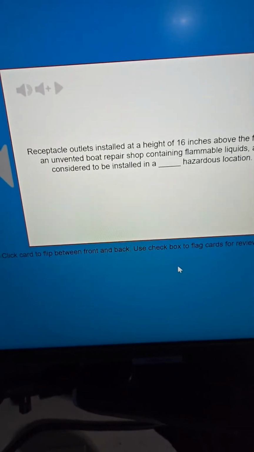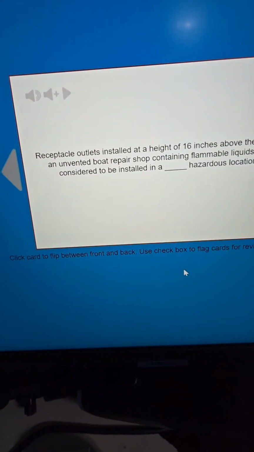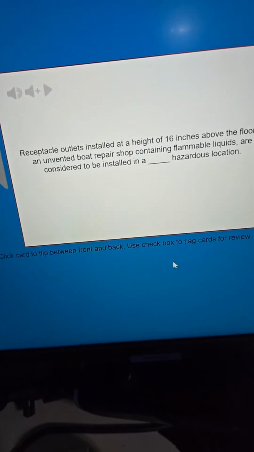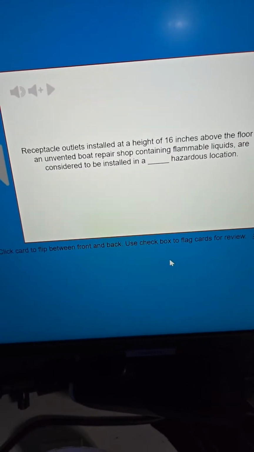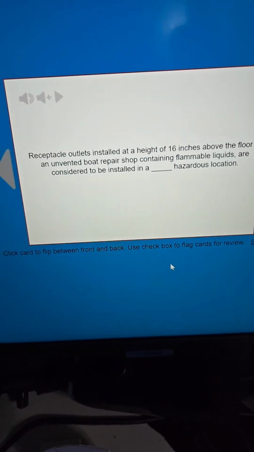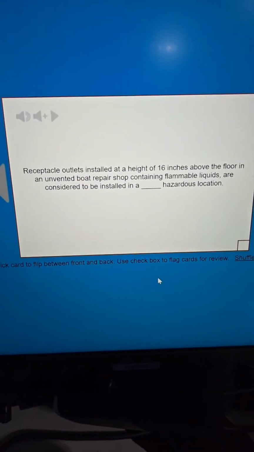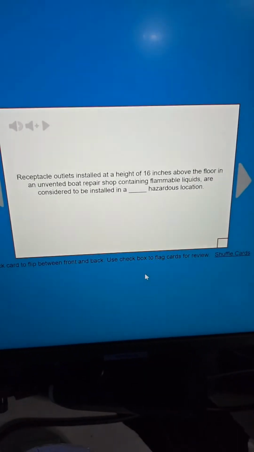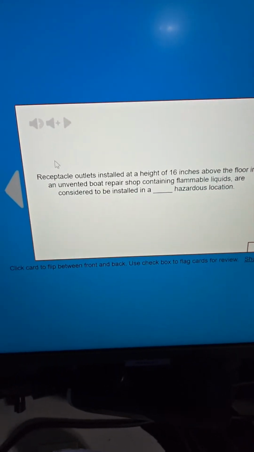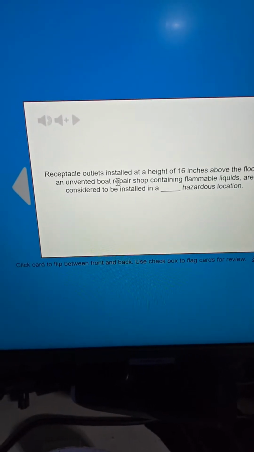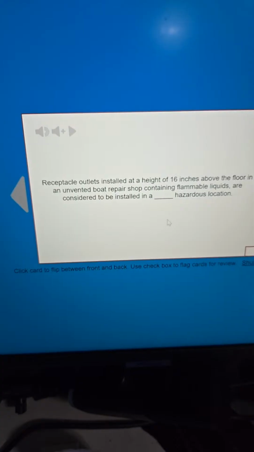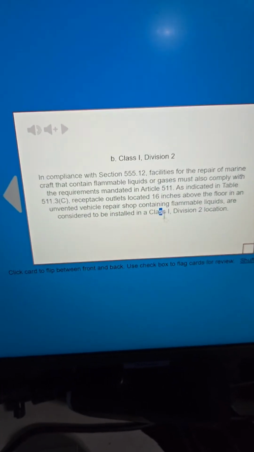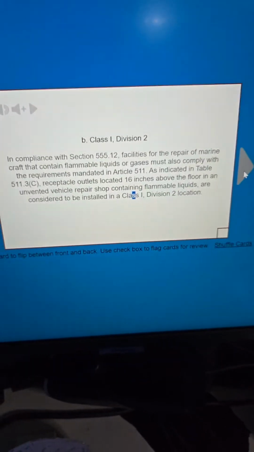Receptacle outlets installed at a height of 16 inches above the floor. An unvented boat repair shop containing flammable liquids is considered to be installed in a... It's going to ask for the class. I don't know what the class is. Class 1, Division 2. We're going for it. It could be Division 1, though. Let's go Class 1, Division 2. Oh, I'm good. Okay, next.